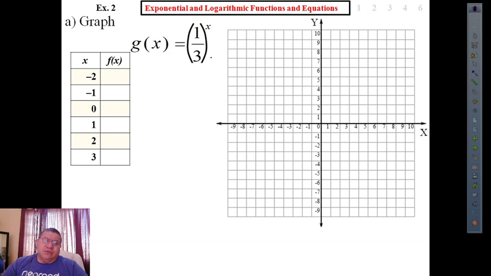Once again, example 2, part A, it says graph g of x equals 1/3 to the x power, and once again the domain given is -2, -1, 0, 1, 2, and 3. And f of x, change that to g of x, my bad, and then just graph it. All right, so for that part, you're going to do that at home again by yourself.